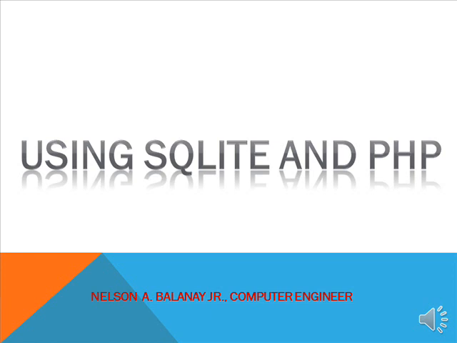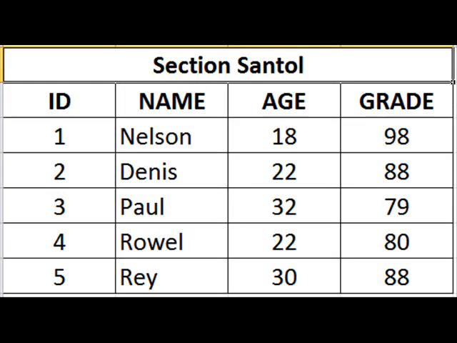Okay, I hope you guys are ready with your computer to build our simple database and then our PHP script. So we have this table, name, section, central, and then in the table we have 4 fields: the ID field, the name field, the age field, and the grade. And then we have a total of 5 rows: 1, 2, 3, 4, 5.